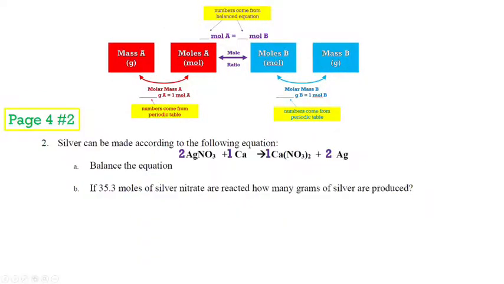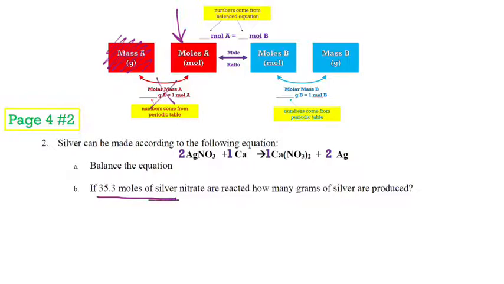So let's look at another problem. Page 4, number 2. I went ahead and balanced that equation just so that we would be ready to work with it. And so here, as we're looking at our question, analyzing, finding that given and our unknown, my given is 35.3 moles of silver. So I'm given moles again. I don't have mass, which means I don't need the molar mass of silver.